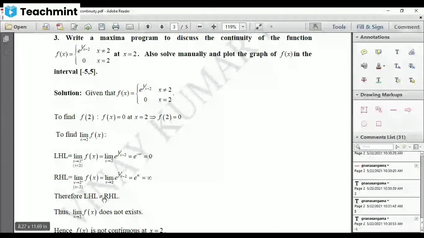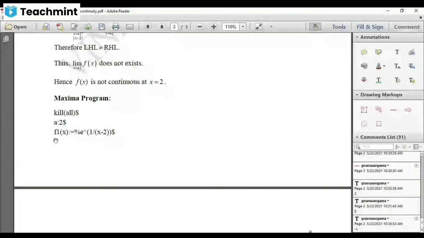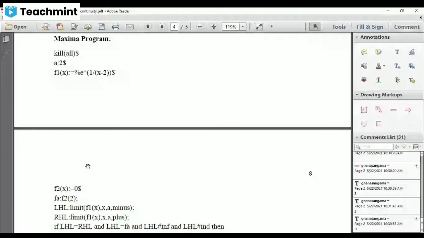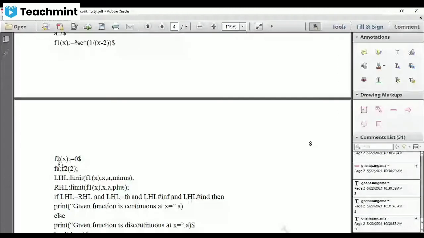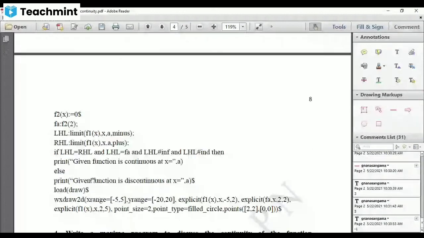You write the same program. Only thing you are having two functions here. One is f1 of x, and you know how to give e, percentage e cap within simple bracket 1 divided by denominator x minus 2 within simple bracket, and f2 of x is 0. Find out fa. Fa is f2 of 2. And for left hand and right hand limit, you have to consider f1 itself. And check the continuity conditions.